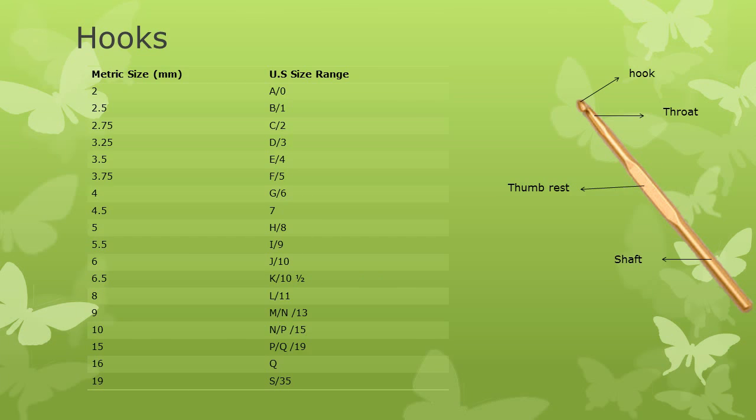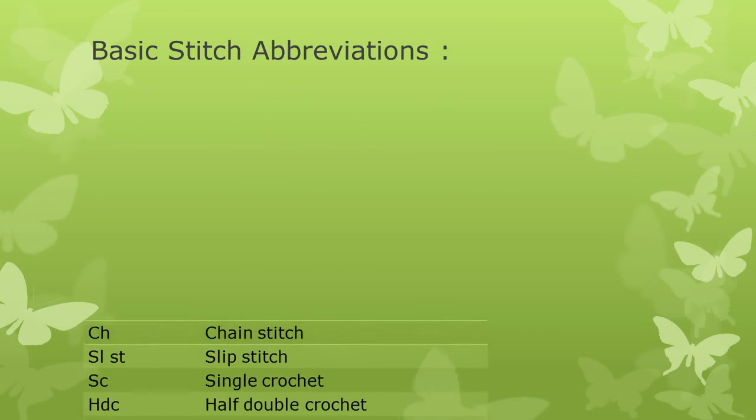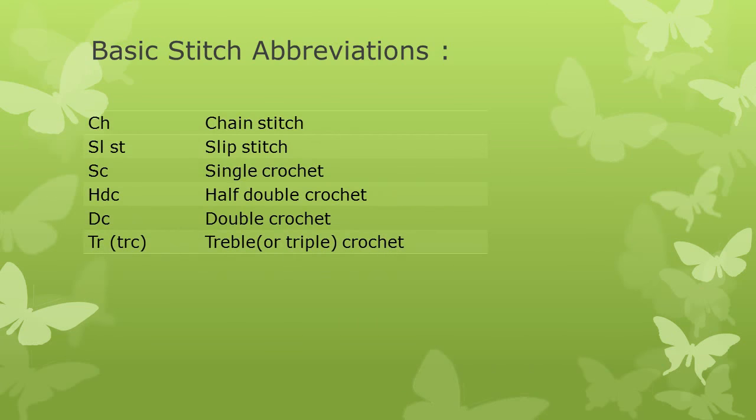So, next comes the basic stitch abbreviations. Single crochet, double crochet, triple crochet, chain stitch are some of the basic stitches. Combining these basic stitches, we'll go to the advanced stitches. It is important to know the abbreviations of the basic stitches. So CH refers to the chain stitch, SL ST refers to slip stitch, SC refers to single crochet, HDC refers to half double crochet, DC refers to double crochet, TR or TRC refers to treble crochet. We'll have the demonstration of each basic stitch in the coming tutorials.